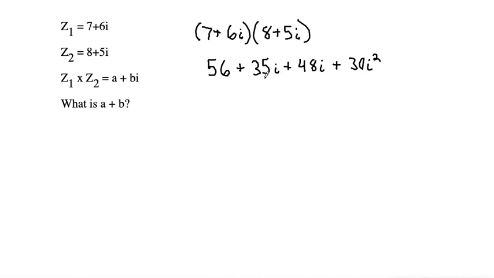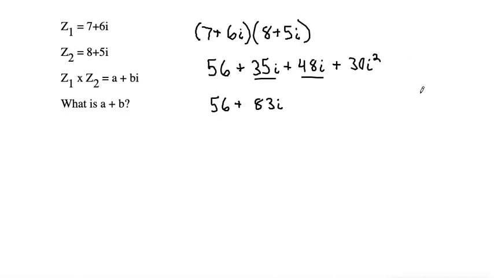From here, we have a couple of like terms that we can add because 35i and 48i are like terms. So if we add 35 and 48, that makes 83. So we get 56 plus 83i.